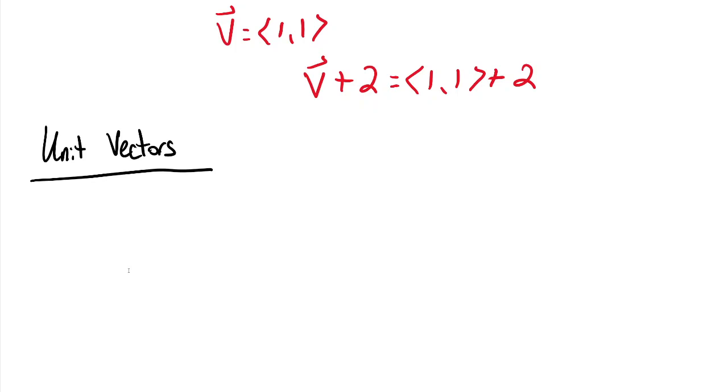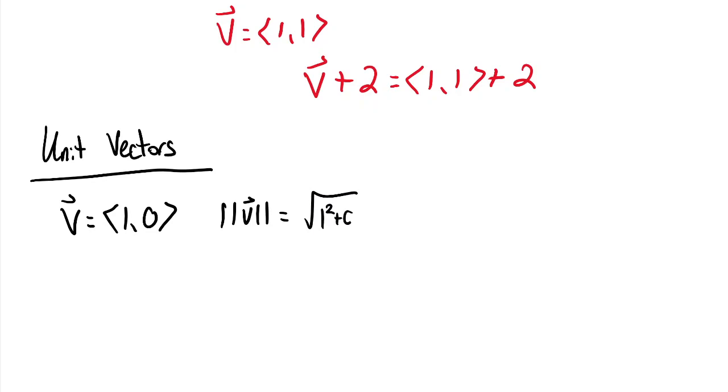So, for example, if v is equal to (1, 0), then its magnitude is going to be the square root of 1 squared plus 0 squared, which is going to be 1. So v, we would say, is a unit vector.